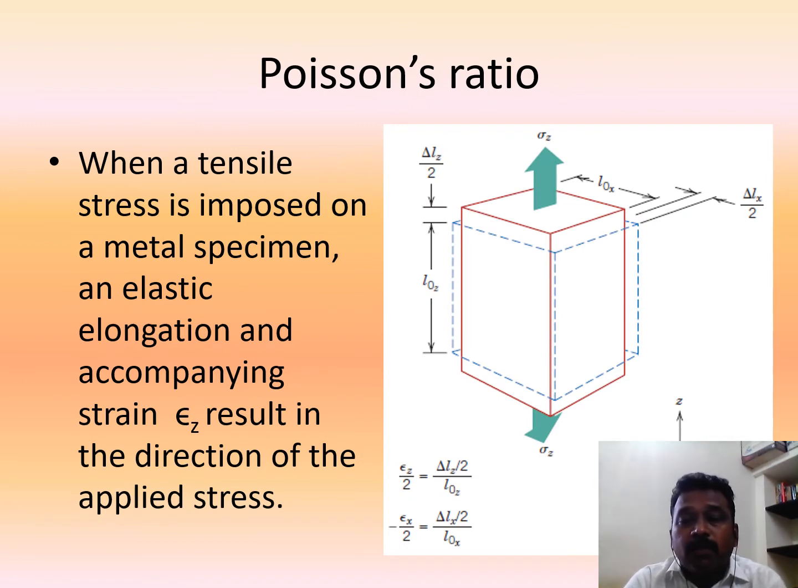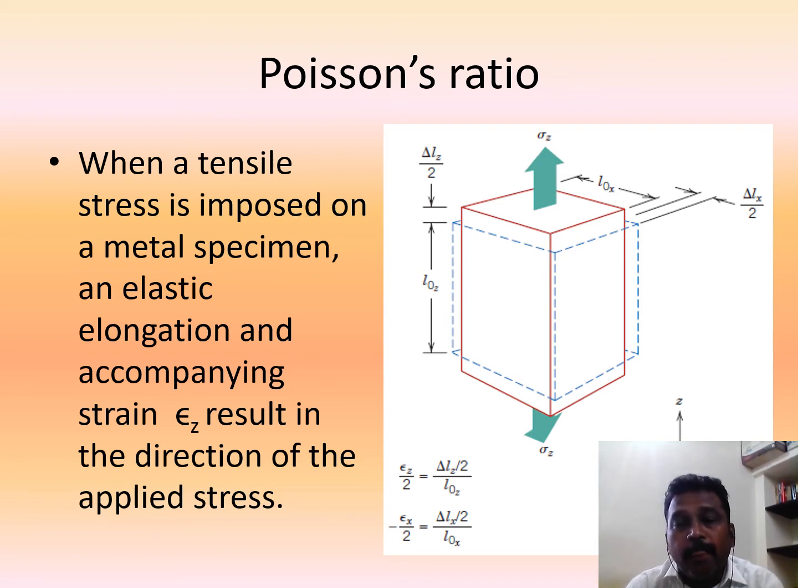So here comes the Poisson ratio. When a tensile stress is imposed on a metal specimen, an elastic elongation and accompanying strain epsilon z result in the direction of the applied stress. You can see here the original size, and then the application of tensile load. They have taken this as the x-axis, this one as the y-axis, and this is z. We apply load in the direction of z, that is sigma z, the stress applied.